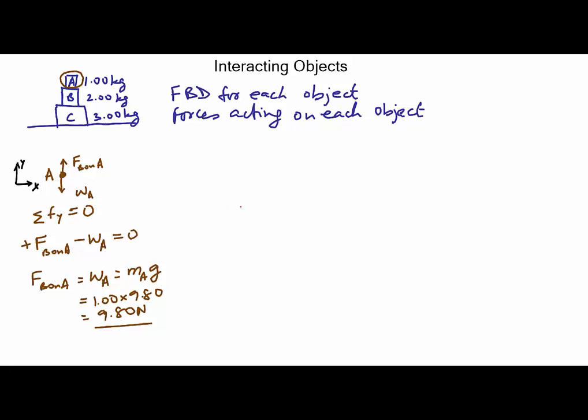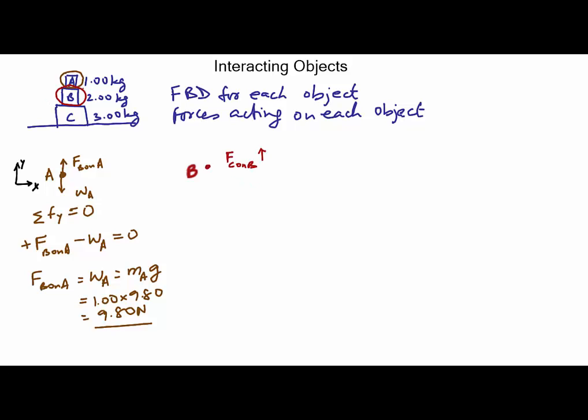Moving on to object B, let's do the free body diagram over here. Once again, I draw the loop around B and start going around it. The forces I have in this situation as I go around it are, there's a contact force here from C, which you might be tempted to call normal force, but we reserve normal force for fixed surfaces, so in this case we'll just call it F_C on B, and its direction would be acting upward.